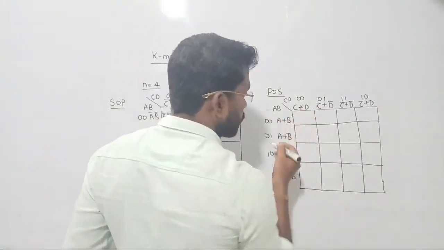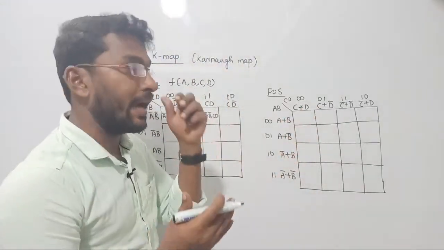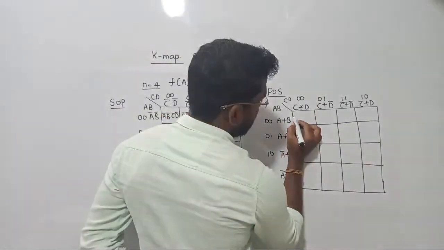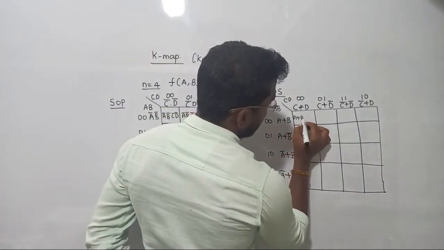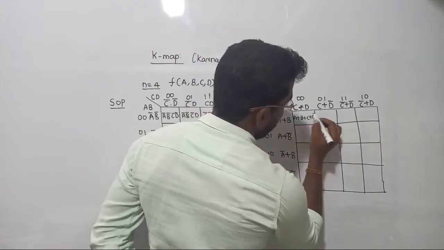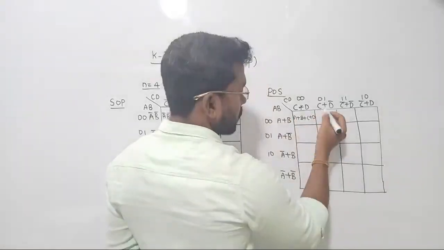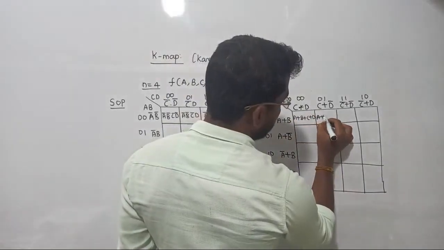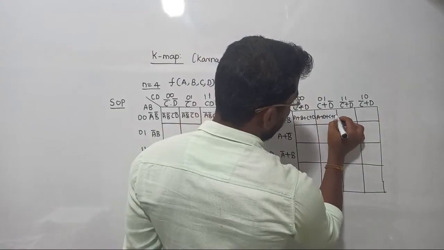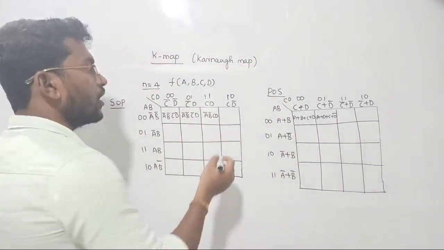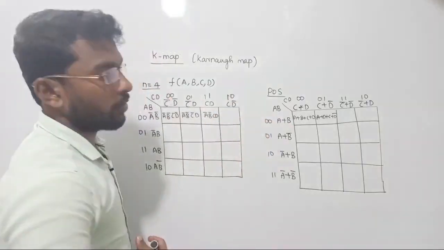Then what will you do? We have to club these two together. We have to just add them, since they are performing OR operation, right? So here your answer is going to be A plus B plus C plus D. Similarly, here it is going to be A plus B plus C plus D bar, just to fill the rest of the boxes in the same way. Clear? So that is how we write product of sum and sum of product format in K-map.